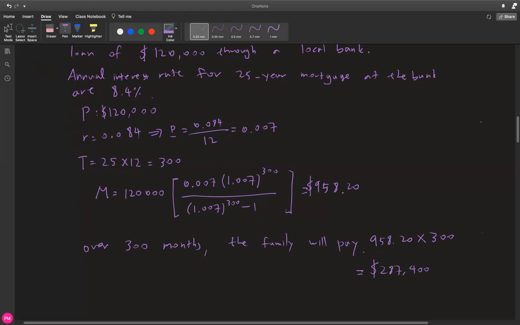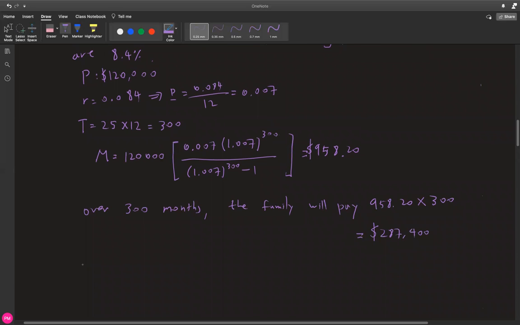So, okay, this family purchased a house that is worth $120,000, and by simply taking out a mortgage loan for 25 years, at the end of the term, this family actually paid close to $300,000 for the house. So that's a significant amount of interest. So how much is the interest really?